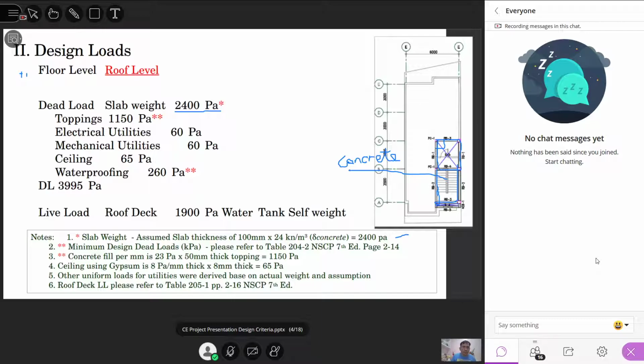Okay? So ito yung waterproofing material natin. Naglalagay tayo ng waterproofing material. So yung waterproofing material natin, that is 260 Pascal. So meaning that is around 26 kilograms per square meter. So ano ba yung mga materials na ginagamit natin for waterproofing? We can use the 3-ply membrane. We can use a cementitious waterproofing. So basically, based on experience, we have already computed that this waterproofing is already equal to 26 kilograms per square meter.